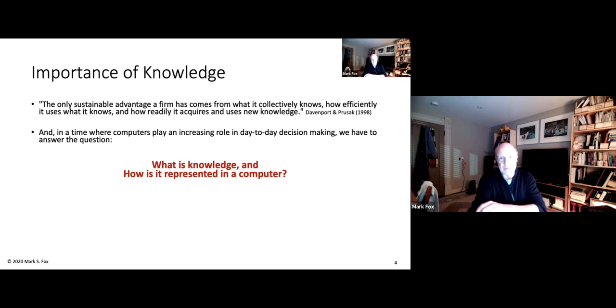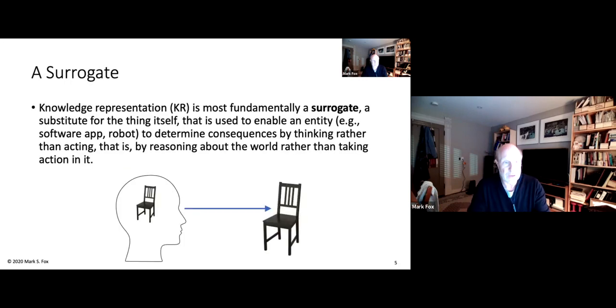Now, first, let's see if we can answer what is knowledge? What is a knowledge representation? On this slide, what we see is the definition of knowledge representation as a surrogate. That is, fundamentally, knowledge representation is a surrogate or substitute for the real thing. So in the diagram, what you see is a chair, a physical chair that exists. And in the left here, we see a head with the surrogate, the representation of that chair. Now, key thing about a surrogate is that it's a substitute for the thing itself, and it's going to be used to determine consequences by thinking rather than acting.